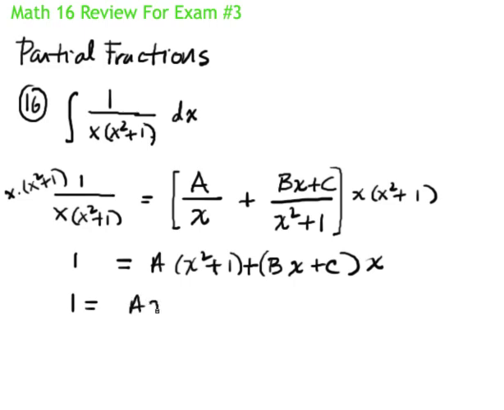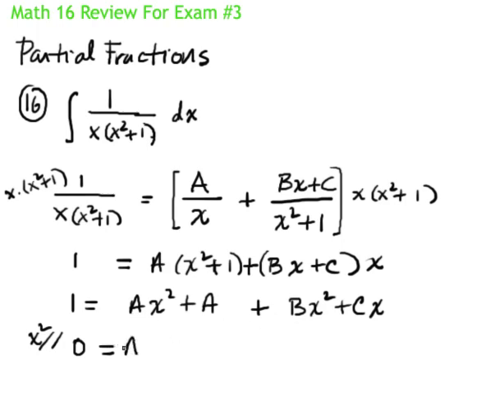Now let's just multiply through here. We have Ax squared plus A plus Bx squared plus Cx. Okay, now we do what's called matching coefficients. So on the left, we have no x squared term, so that would mean a coefficient of 0 for x squared. So matching the x squared coefficients, we have 0 on the left, and on the right we have A plus B.